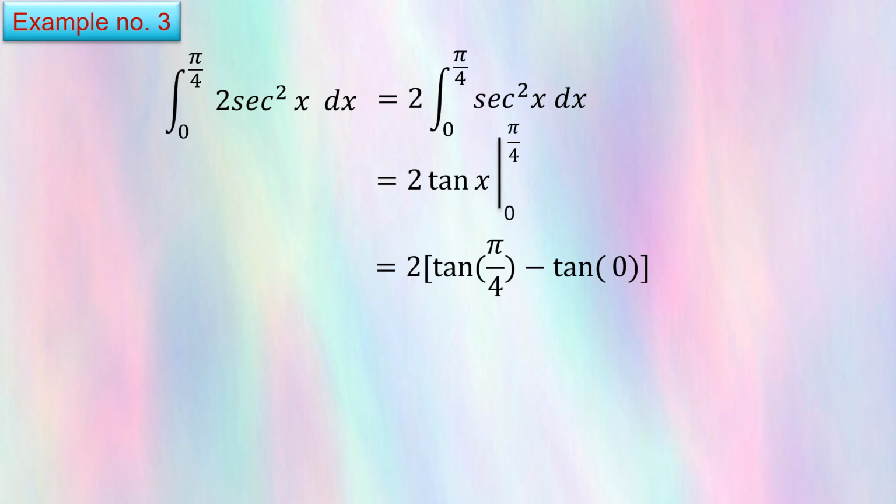Then we are going to substitute and then subtract. So we have tan pi over 4 minus tan 0 times 2. Tan pi over 4 is equal to 1, while tan 0 is equal to 0. So 2 times 1 is equal to 2. So therefore, the integral of 2 secant squared x dx from 0 to pi over 4 is equal to 2.